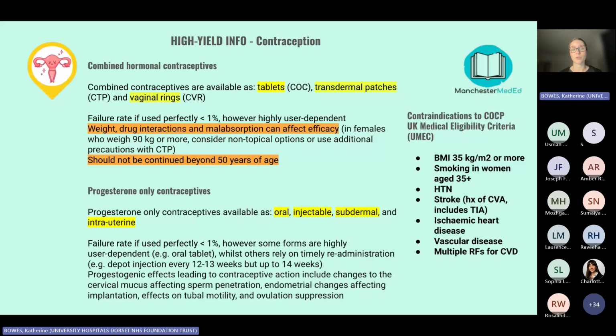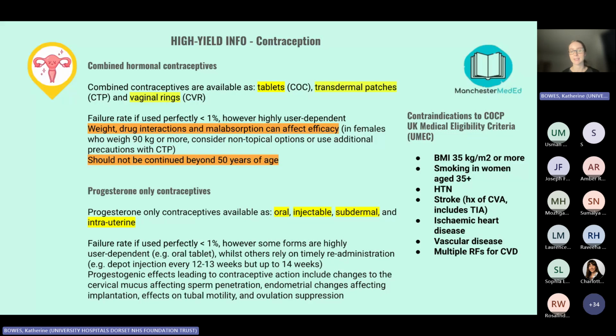So moving on, you've also got your progesterone-only contraceptives. Once again, they come in multiple different forms. So oral, your progesterone-only pill, your injectable form, that's your depot injection, and then subdermal, that's your progesterone implant that's usually in the upper arm, and intrauterine as well, that's your intrauterine system with the progesterone, so that's different from the copper device. And once again, the failure rate is pretty low if it's used perfectly, but some forms are going to be far more user dependent than others.